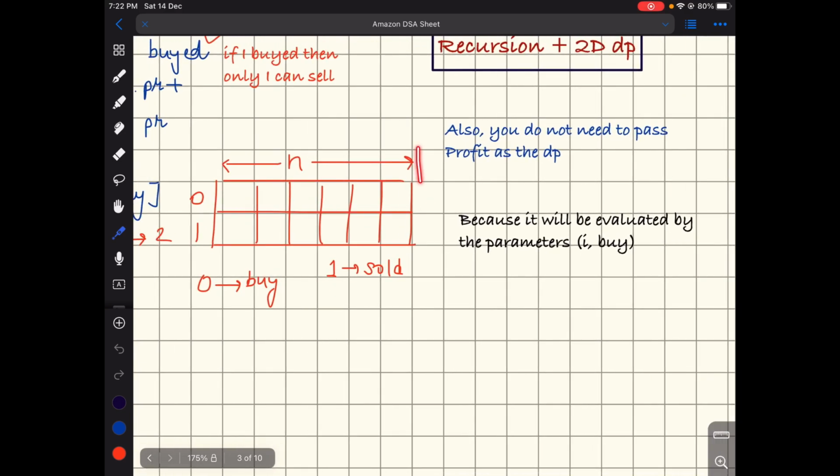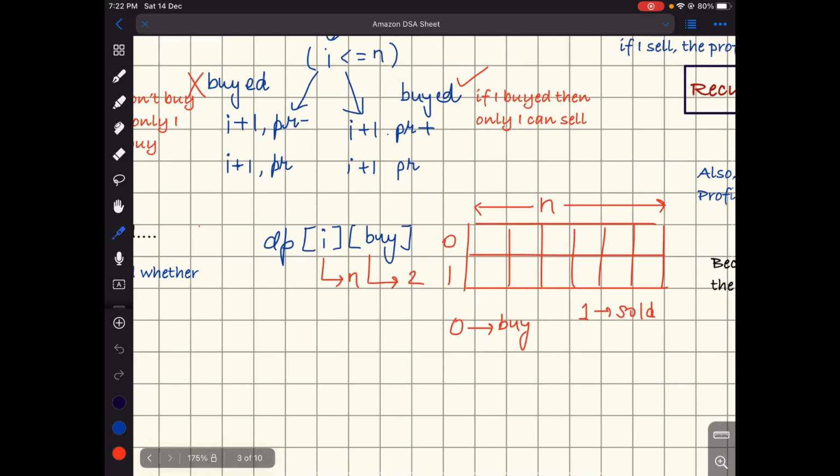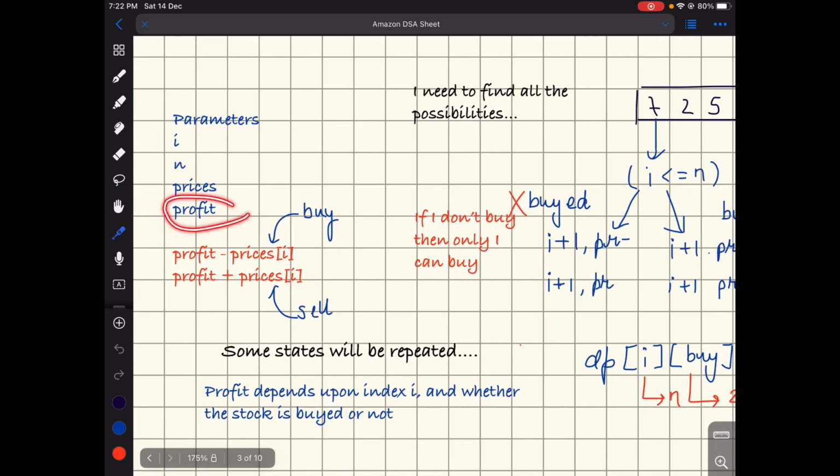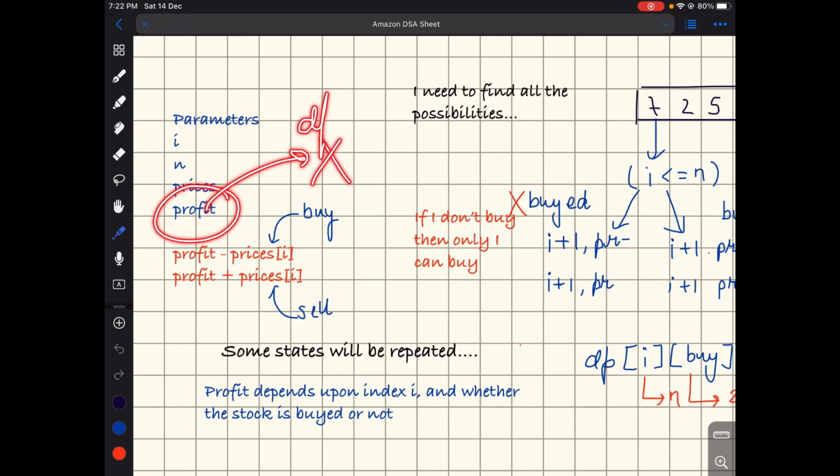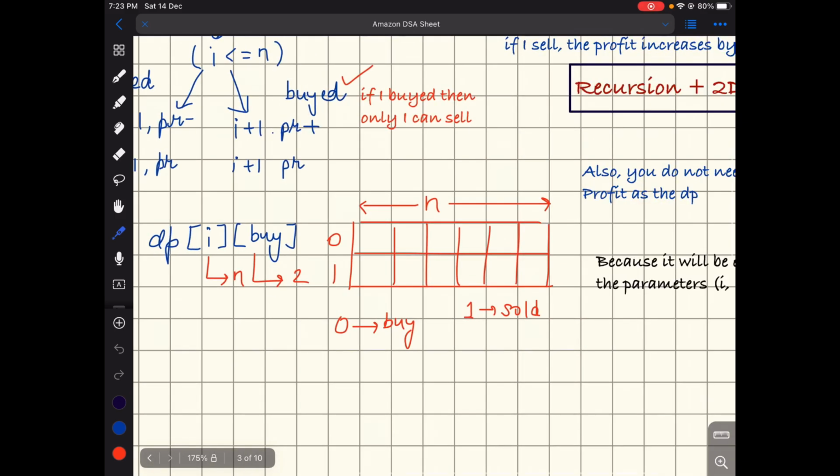Also, you don't need to pass the profit as a DP parameter, because whenever you are performing DP with recursion, you do not need to pass the actual value that you are evaluating, because that could hinder the dynamic programming. As you can see over here, earlier when I was using recursion, I had given profit as a parameter. But if you are using DP, you will not do this. You will simply iterate over all these three values only. So that is for the logic.